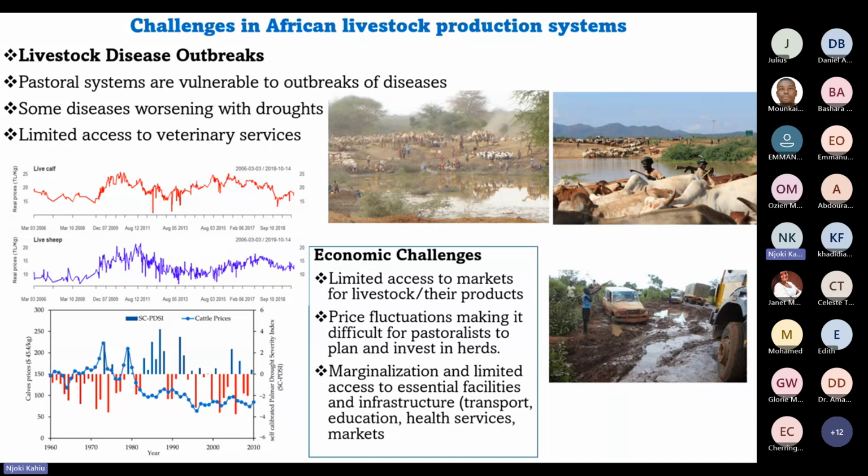So without that kind of regulated market, pastoralists and livestock keepers are becoming vulnerable day in, day out, because of some of the challenges that we mentioned, but also because government interventions are not there. The policies to address some of these challenges are lacking, and so it becomes a problem for pastoralists and livestock keepers in their operations, and they are not able to recoup the investment that they have worked on so hard. There is also marginalization and limited access to essential facilities and infrastructure in terms of transport, education, health services, but also markets.